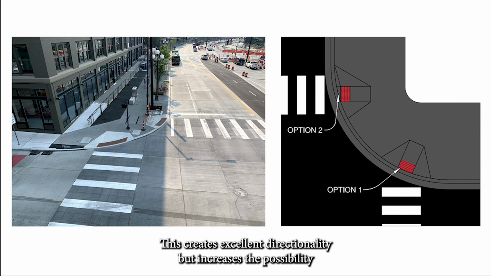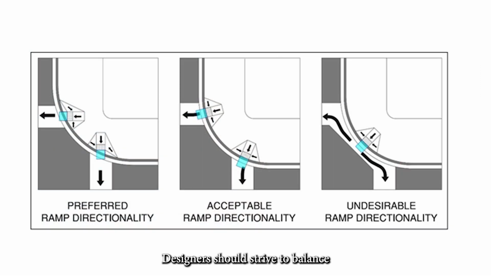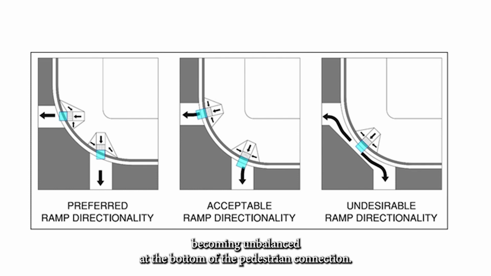This creates excellent directionality, but increases the possibility of ponding water and may cause stability issues for mobility device users. Designers should strive to balance directionality against the risk of creating ponding and challenging grade changes that could lead to a mobility device becoming unbalanced at the bottom of the pedestrian connection.